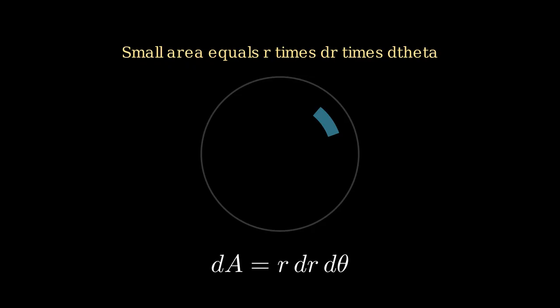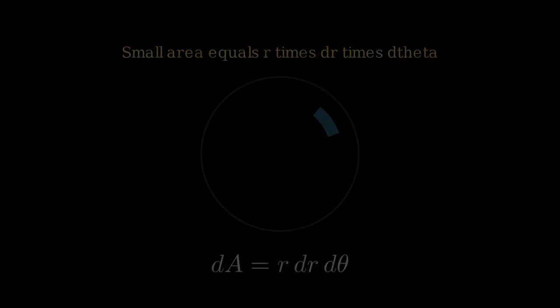Next, we need to know how area changes shape in polar coordinates. In plain words, the small area element equals r, multiplied by a small change in r, multiplied by a small change in the angle theta. In symbols, that is, dA equals r dr d theta.